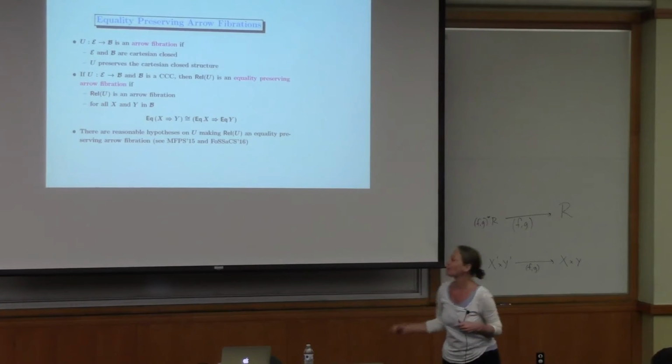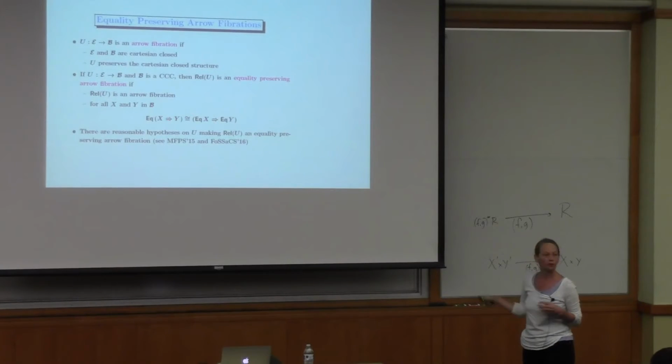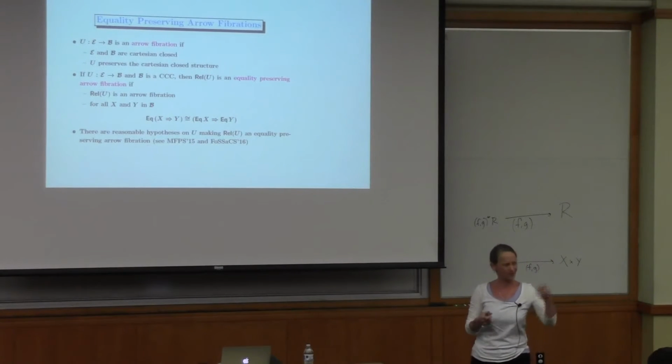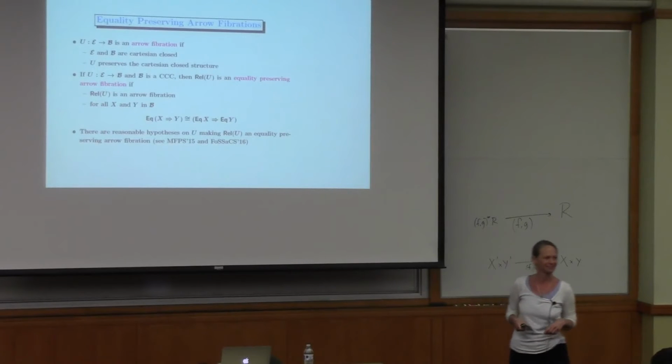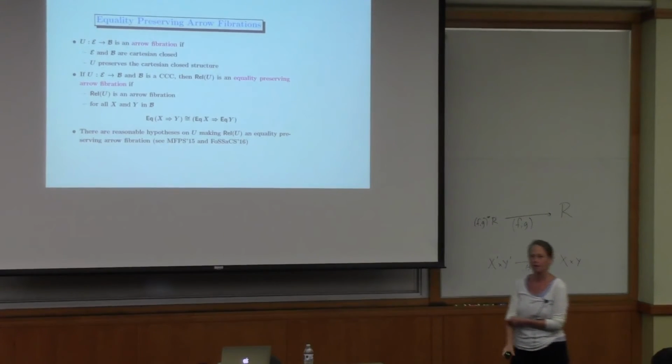Yeah, so my fat arrow, this is my exponential, right? Remember, the exponential is the way to internalize the homs. Yes, exactly. So that's what I'm going to use to interpret my arrow types.